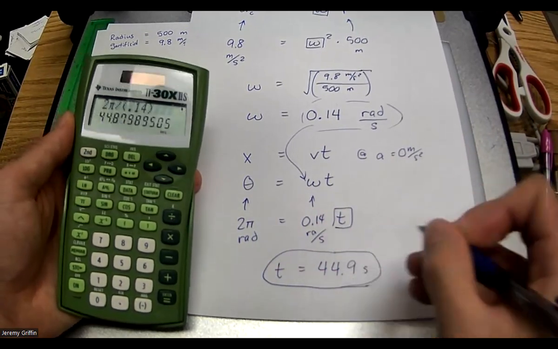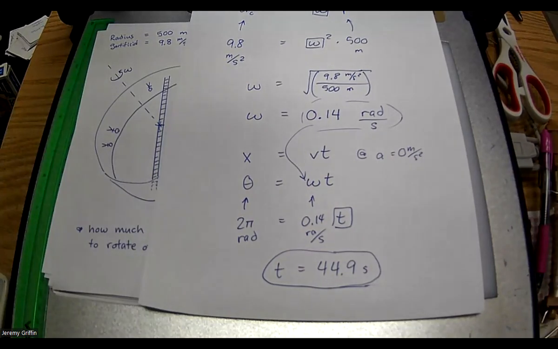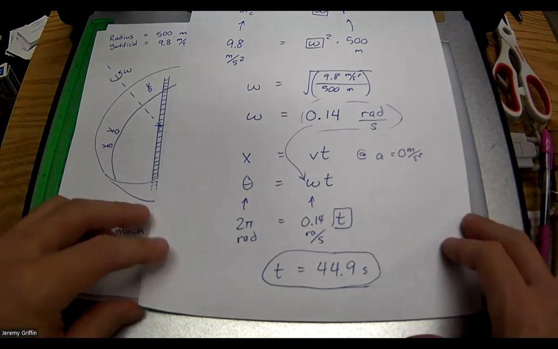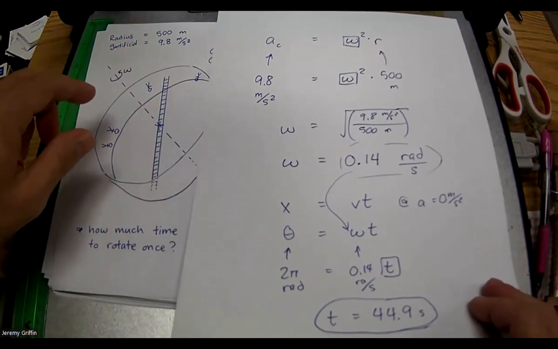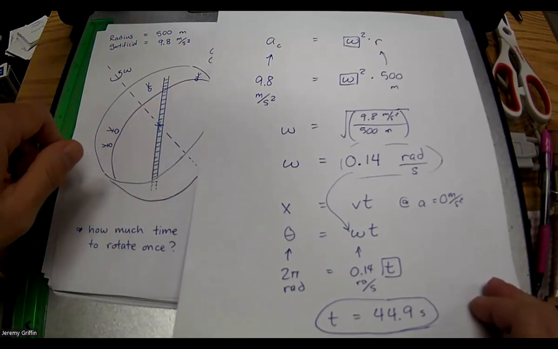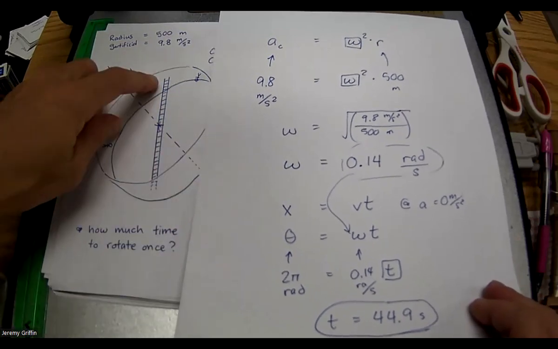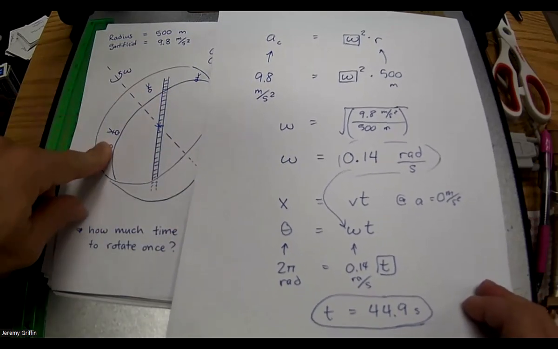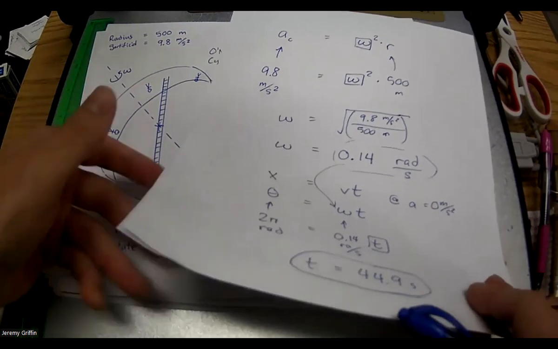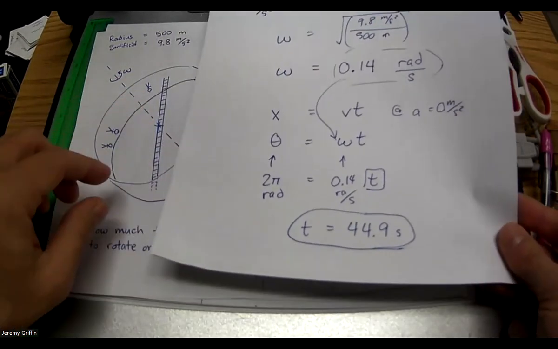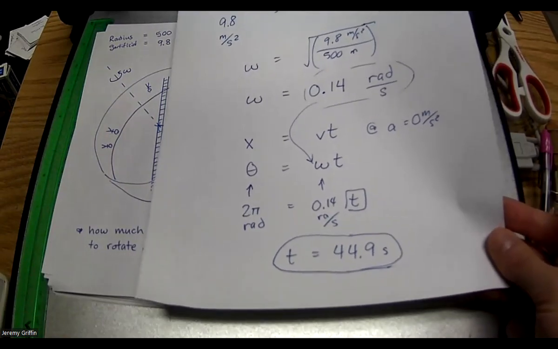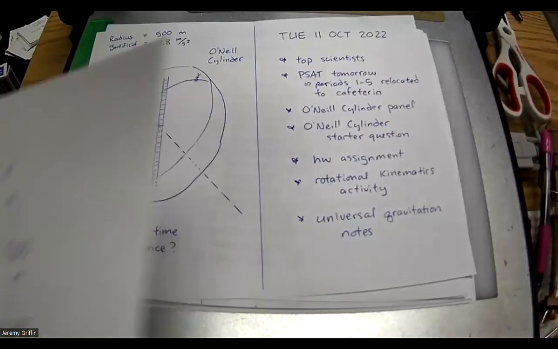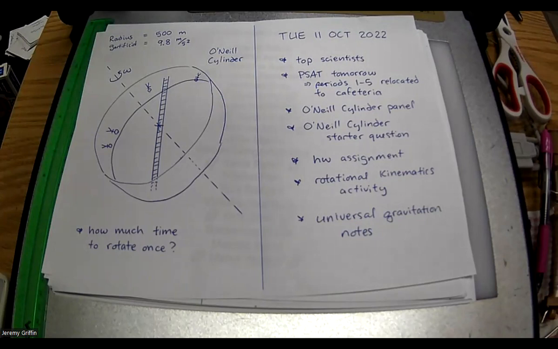So that's to say, if you had an O'Neill cylinder floating up in space with a diameter of 1 kilometer, and you wanted to spin it so that everybody on the inside thought they were on Earth, it'd be really hard to tell the difference. There'd be a subtle Coriolis effect. Then you'd want it to spin around once about every 45 seconds. There you go. You guys good there? All right.